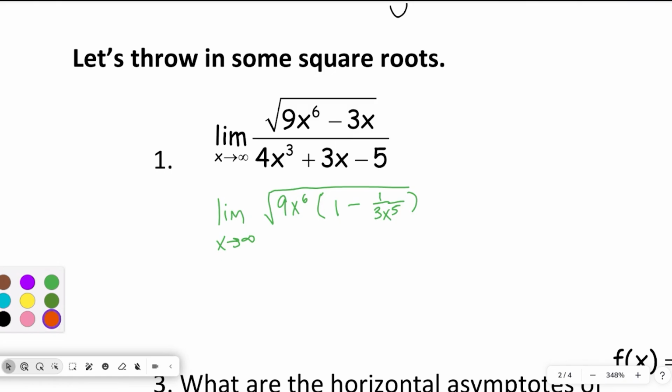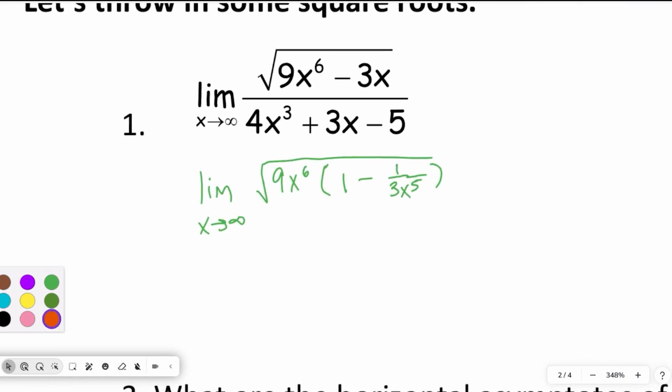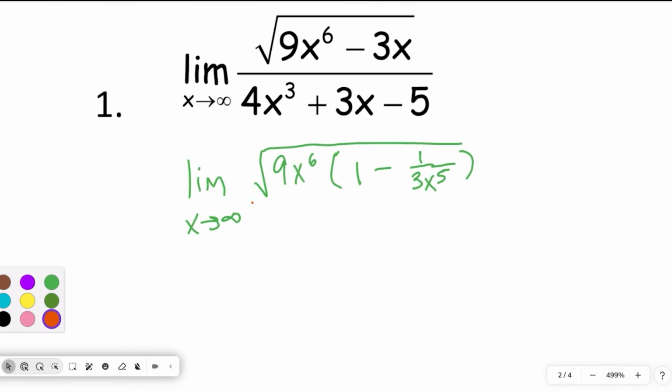That's kind of hard to see, isn't it? Let's change colors. Over. And here, well, let's just leave this as it is for now. I'm not going to mess with that denominator quite yet.